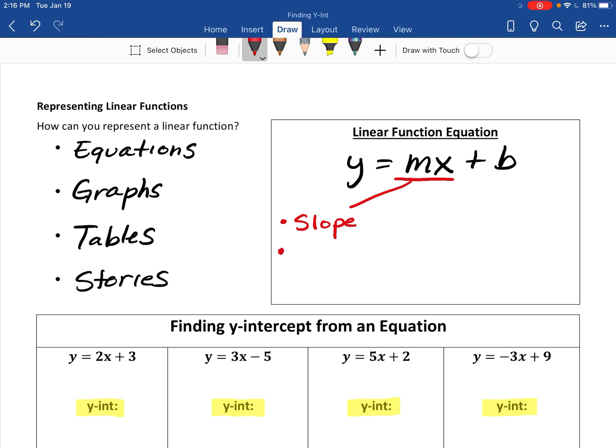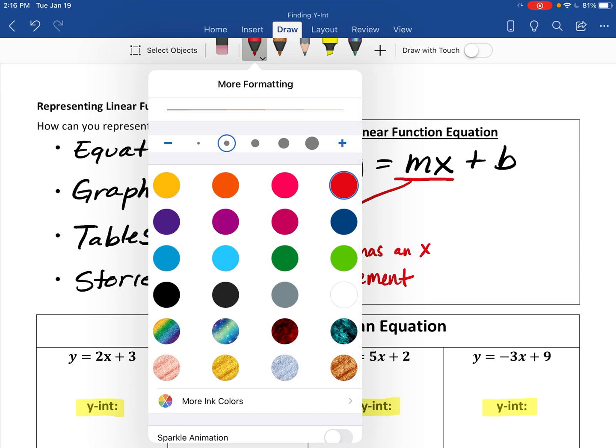And slope always has an x. And m equals movement. That'll come more in handy when we talk about our stories or our word problems. But you can remember slope always has the x. That is kind of the easiest way to go about it. Slope always has the x.